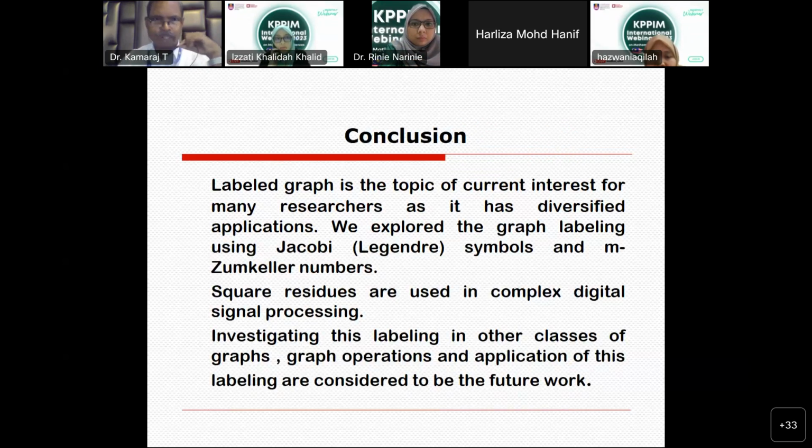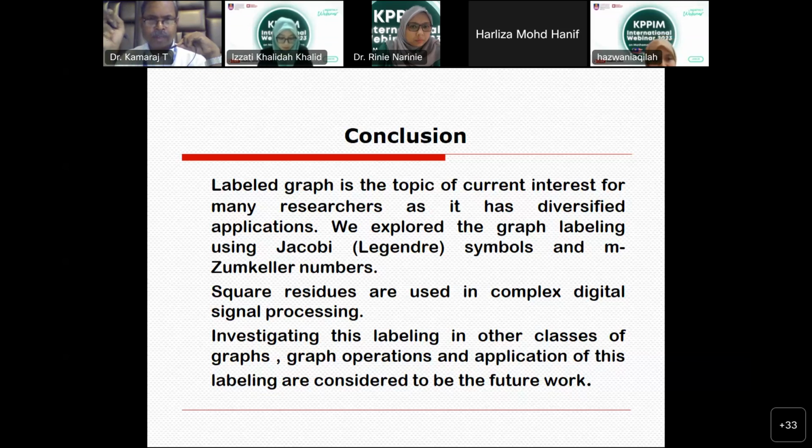So as a conclusion, labeled graph is a topic of current interest for many researchers, as it has diverse applications. And we have explored graph labeling using some special numbers that are represented by Legendre or Jacobi symbols and M Zumkeller numbers. And already in the literature we can find applications of that. Jacobi and Legendre symbols are defined in terms of quadratic residue.